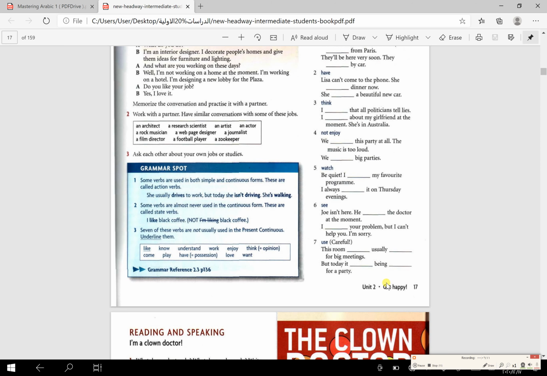Okay, and we don't use the present continuous with non-action verbs. What do non-action verbs mean? Non-action verbs are verbs that don't involve a kind of physical effort.